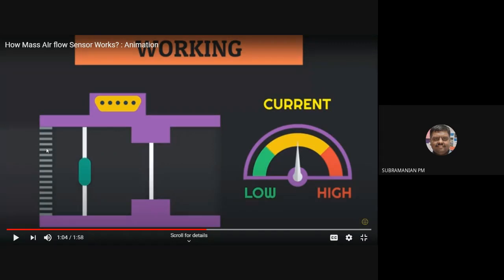Listen carefully. Say this temperature is 30. This 30 will be measured by this temperature sensor and will be sent to the ECU. Now the ECU will be sending current to this wire to keep the temperature above 30.